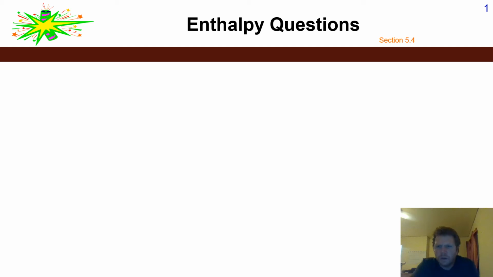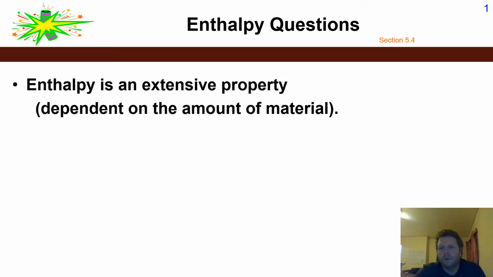All right, so we've talked a good bit about heat, and we've talked about different types of reactions. We've talked about enthalpy now, and what I want to get into is a little bit of the sort of question that you can expect from this. So, first and foremost, enthalpy is an extensive property. We've previously talked about extensive properties, and in this chapter we talked about heat being an extensive property.